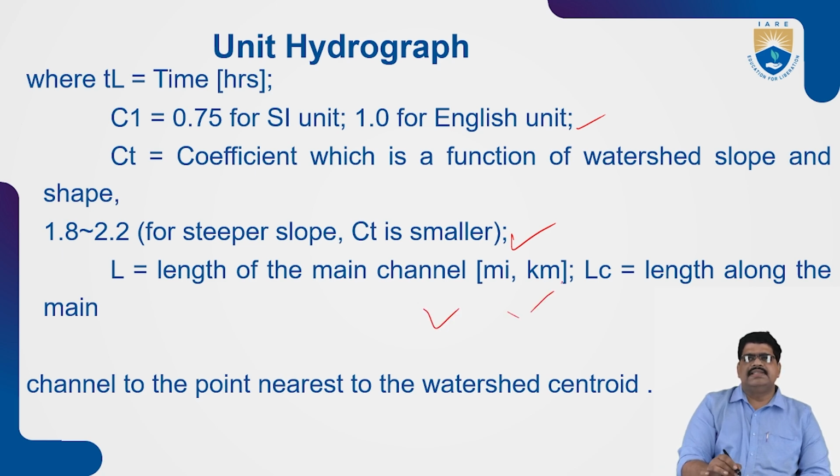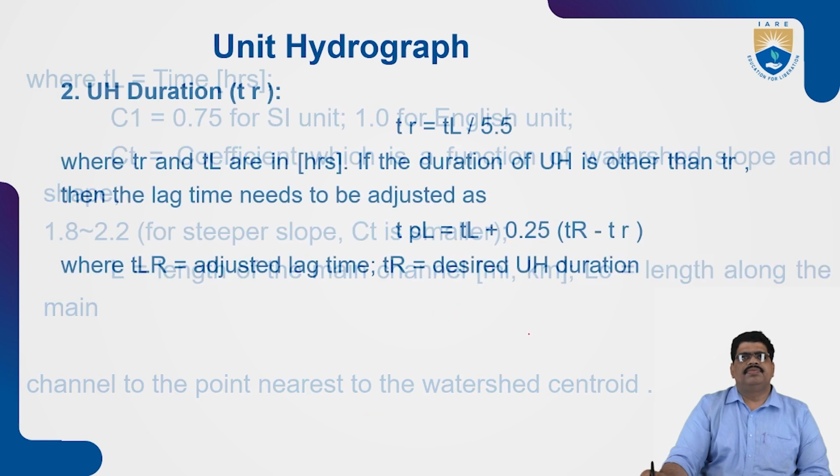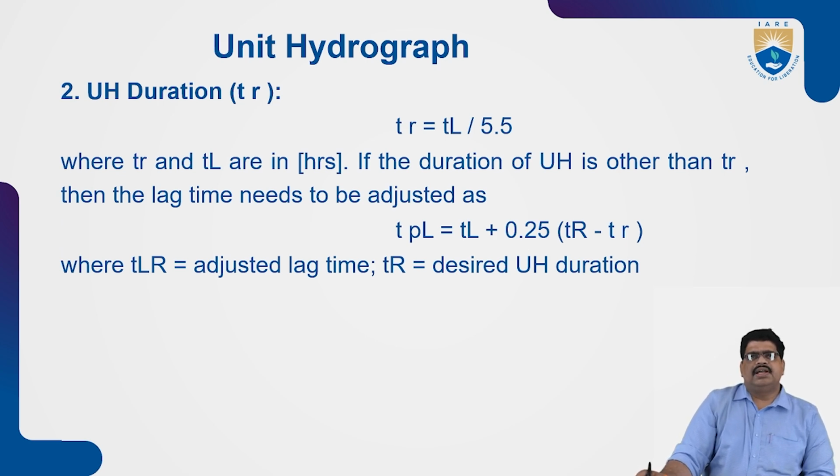MI and LC is the length along the main channel and the point nearer to the watershed of the set point. So, unit hydrograph TR. What is meant by TR? TR is nothing but time of duration, time rainfall. TR is equal to TL by 5.5, where TR and TL are the hours of the duration of unit hydrograph.